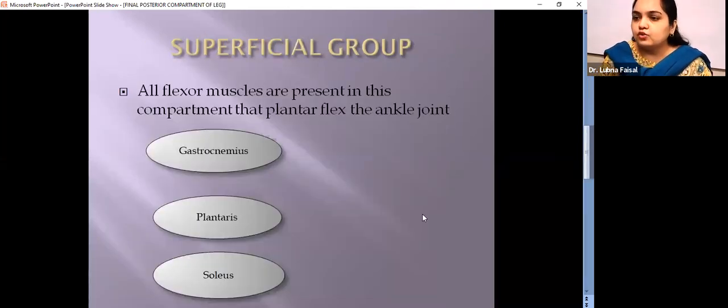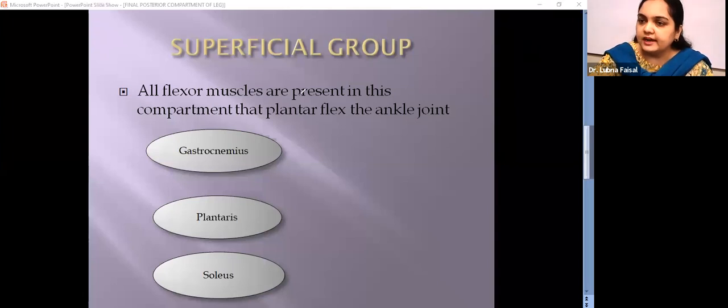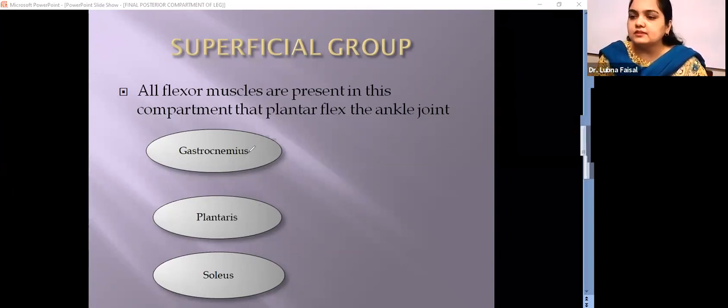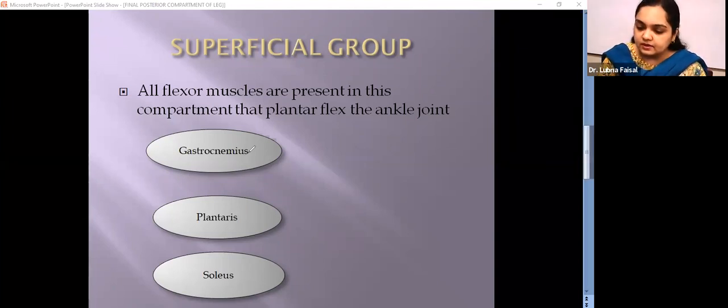Now the different group of muscles that are present in the superficial group. These are all plantar flexors at the ankle joint. The names of these muscles are gastrocnemius, soleus and the plantaris. Three important muscles are present in the superficial group. When we dissect these muscles, there is a partition between the superficial subcompartment and the deep subcompartment. That partition is simply called transverse intermuscular septa.